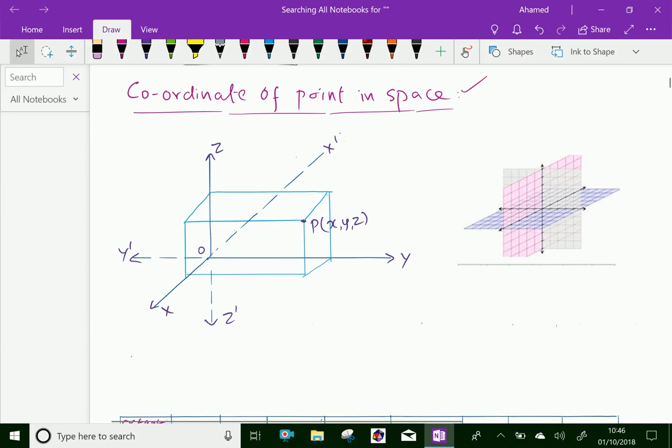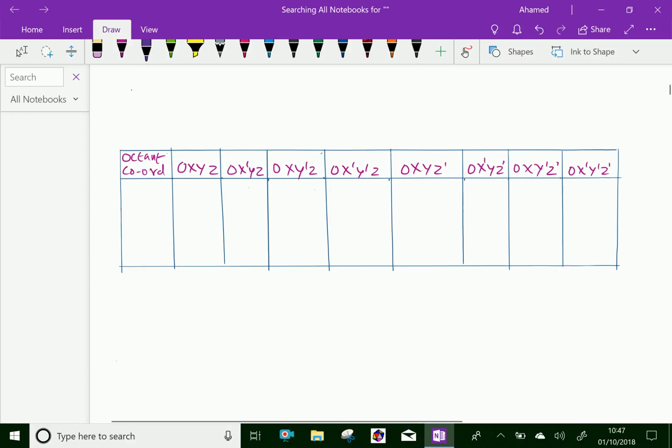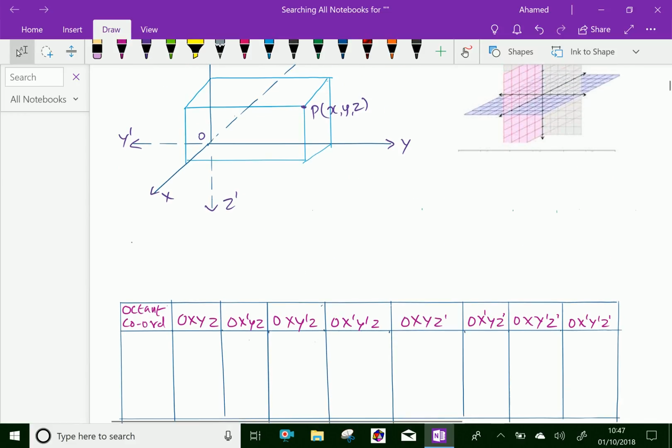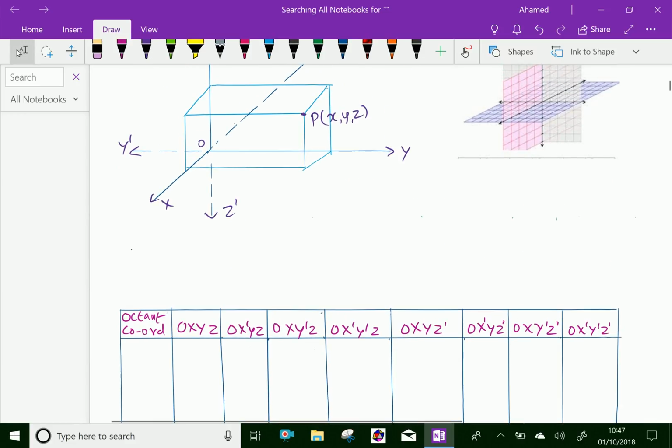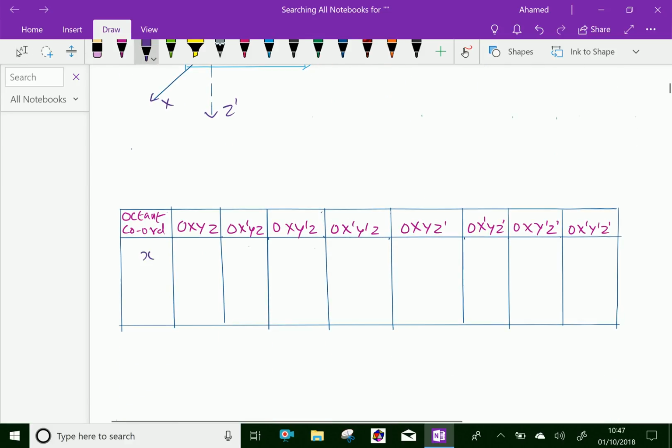Before that, look at this three-dimensional figure. It gives a good picture of the three-dimensional planes. Now let us fill this table regarding our xyz axes and the point P. Here are the x coordinate, y coordinate and z coordinate. Now the various octants will be filled.